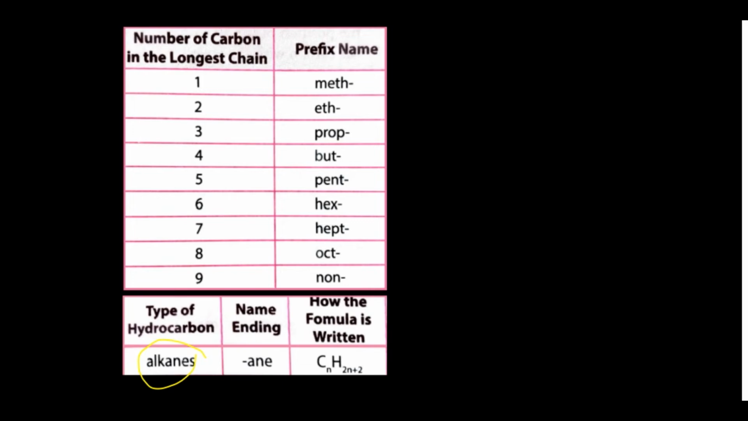Now, if the number of carbon in a chain is 2, you're going to use eth. If it is 3, prop. If it's 4, but. If it's 5, pent. If it's 6, hex. If it's 7, hept. 8, oct, and so on and so forth. 9 for non. Alright? Also, you have to consider this: it should end with A, N, E.